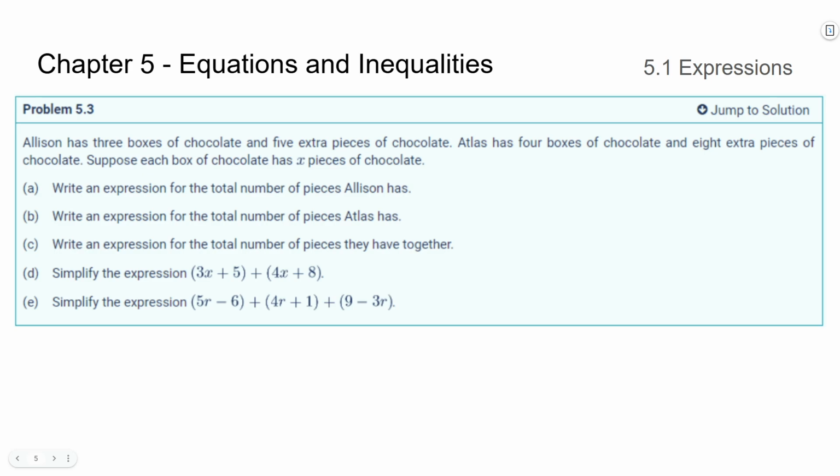All right, so Allison has 3 boxes of chocolate and 5 extra pieces of chocolate. Atlas has 4 boxes of chocolate and 8 extra pieces of chocolate. Suppose each box of chocolate has x pieces of chocolate. All right, write an expression for the total number of pieces Allison has. All right, so Allison has 3 boxes of chocolate, and each box of chocolate has x pieces in it, so 3x. Write an expression for the total number of pieces Atlas has. All right, Atlas has 4 boxes of chocolate and 8 extra pieces of chocolate. So Atlas has 4 boxes plus another 8.